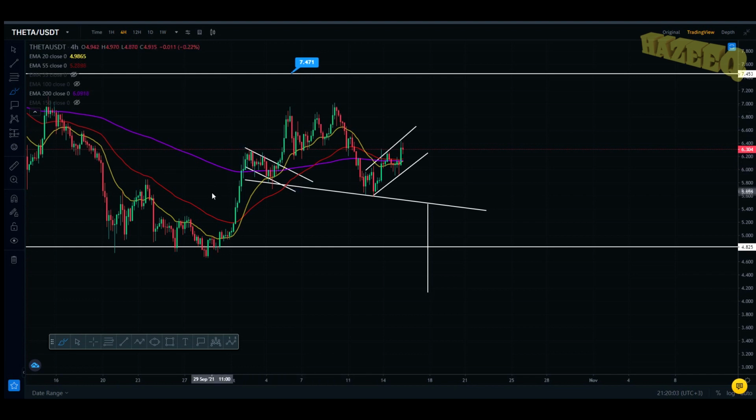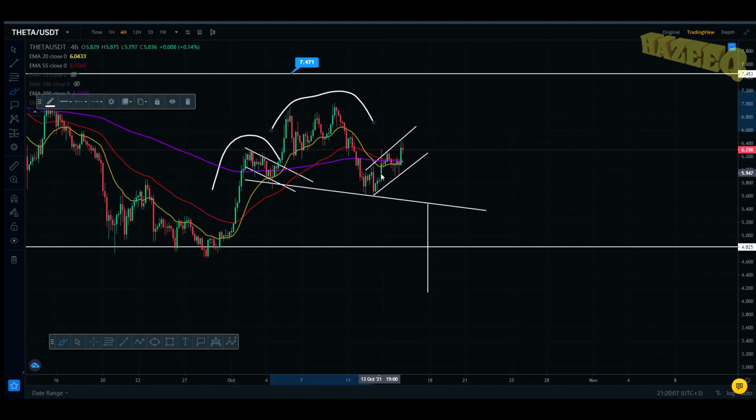So bear with me. This is your left shoulder, this is your head, and if you start coming up, okay, and you get rejected from this resistance of that bear flag, okay, you come back down and you lose the support of the bear flag, you're creating essentially the right shoulder. So that's a bearish pattern in itself, okay? This head and shoulders pattern is a bearish pattern.